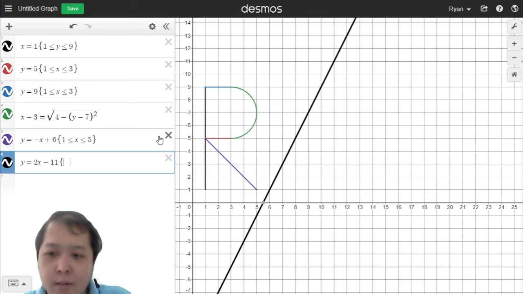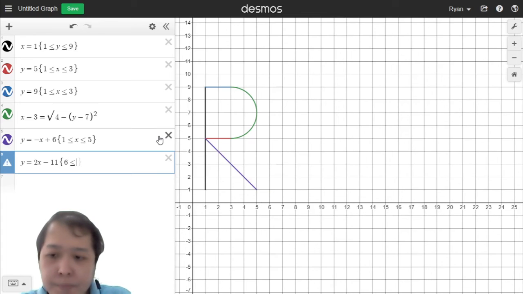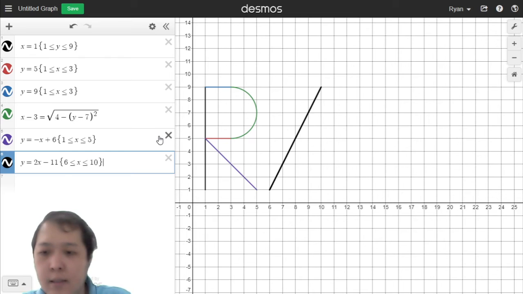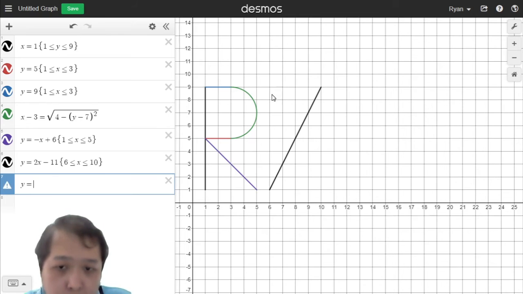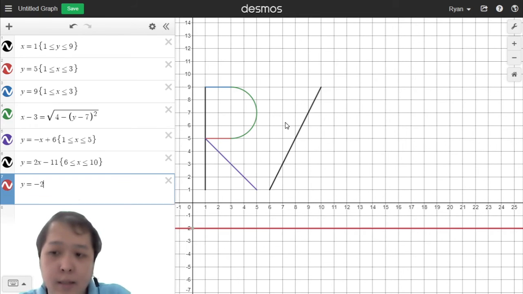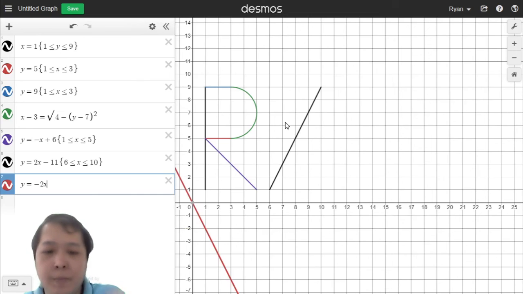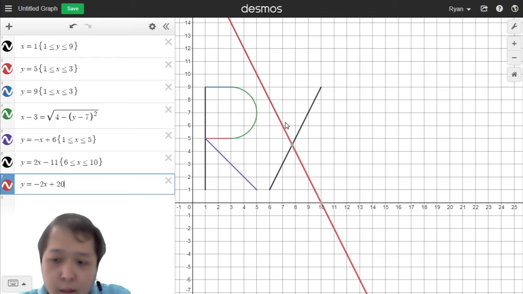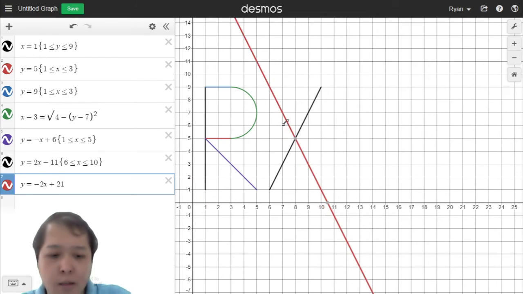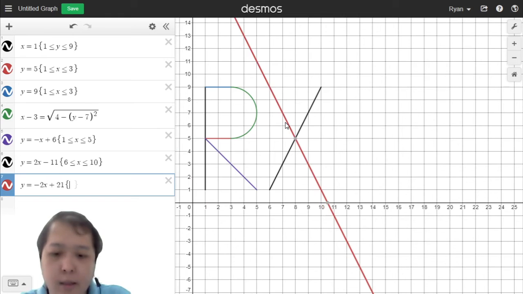Yep, that's correct. Now the interval 6 ≤ x ≤ 10. Am I correct? Yes. Okay. The opposite, this line, right? I think it's going to be minus, like reflected, right? Horizontally reflected or flipped. It's going to be plus, moved up, plus what? 10, 20, 21. Oh, 21. Interval 6 until 8 in x. 6, 8.